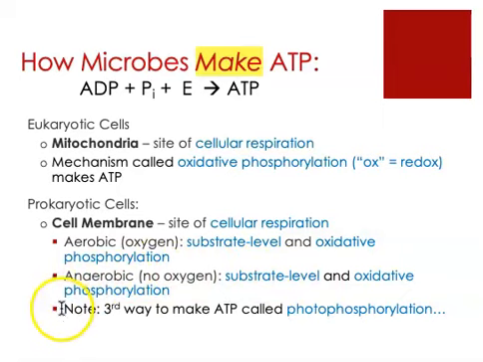Now, I'm just going to mention this last point. We're not going to talk about it in any detail. There is a third way that microbial cells make ATP, and that's called photophosphorylation. Don't forget, some of our microbes are phototrophs. They are capable of harvesting energy from light, and they can use that to make ATP through a process called photophosphorylation during photosynthesis. Don't forget about our phototrophic microbes.